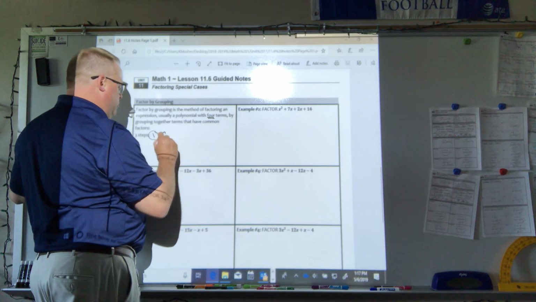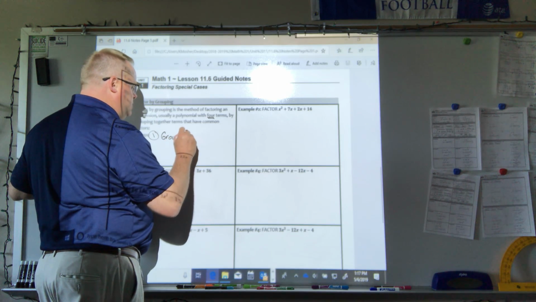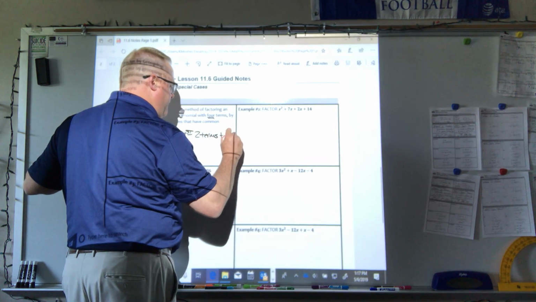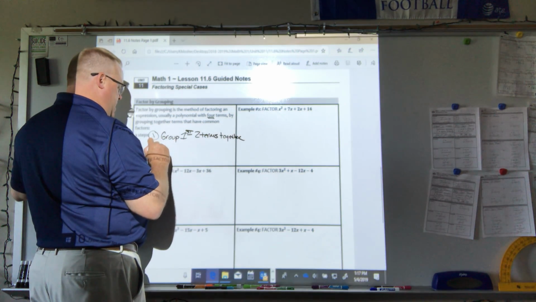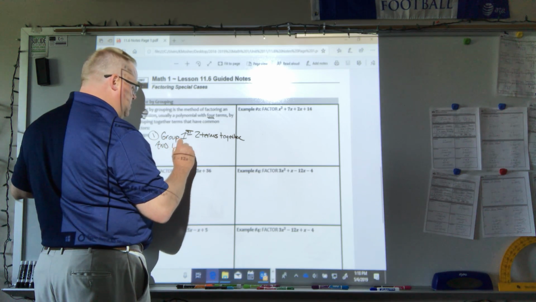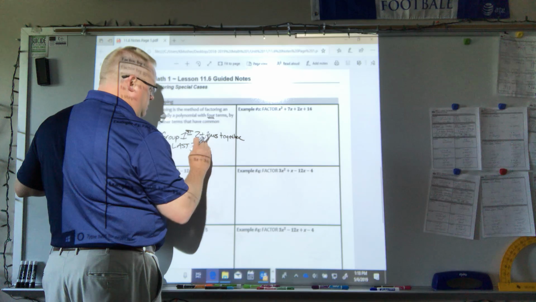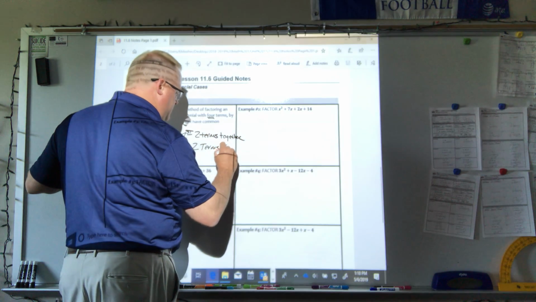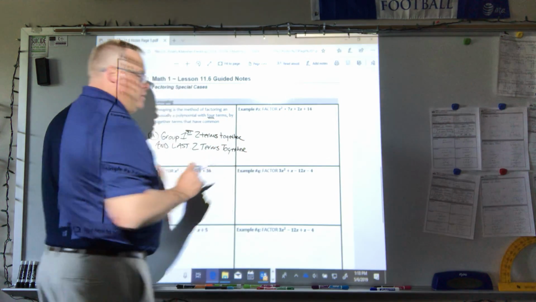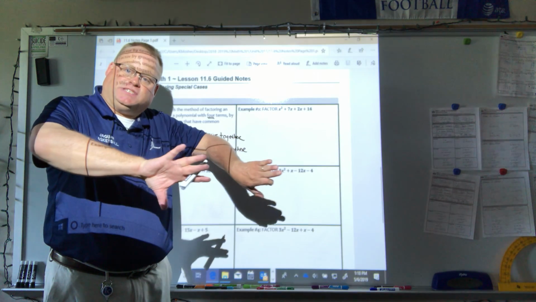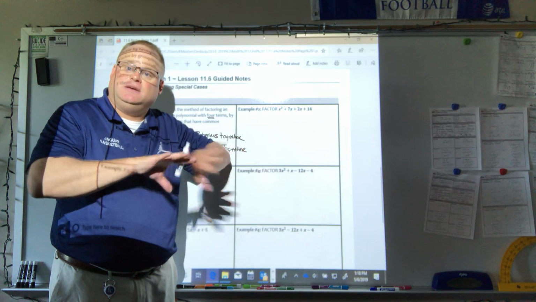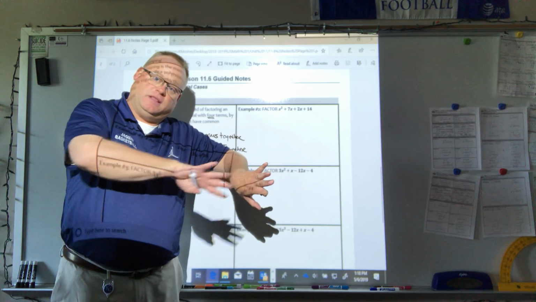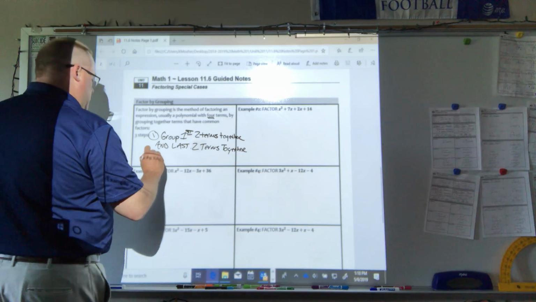Step 1, group the first 2 terms together and the last 2 terms together. So you're going to take the first 2, separate them, take the last 2 and separate them, or split. Okay? Remember that word, split. Split them. First 2 terms, last 2 terms.